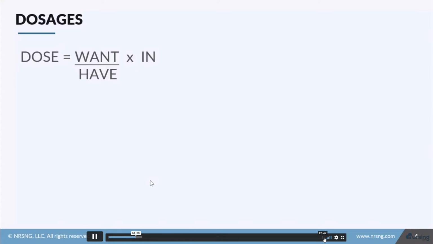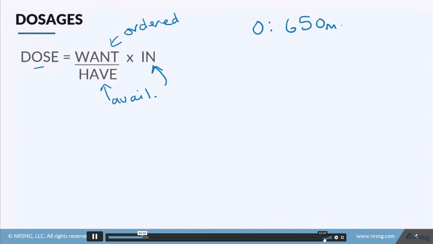Your first formula for dosages is this. The dose equals what you want, so that would be what's ordered, or the desired amount, over what you have, so that would be what's available, and then times what it's in. So what form dose does this drug come in? So here's an example. The provider order is 650 milligrams of acetaminophen, and you have available 325 milligram tabs. So how many tabs will we give?